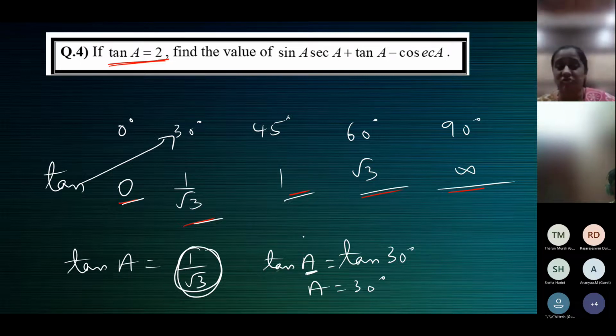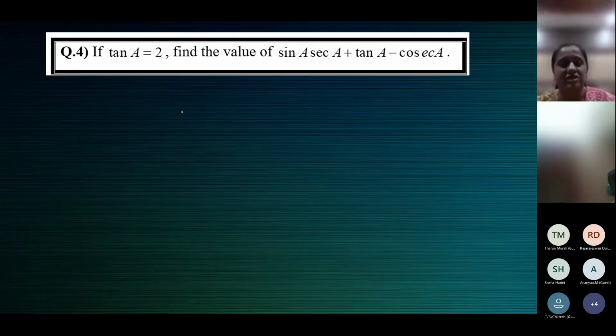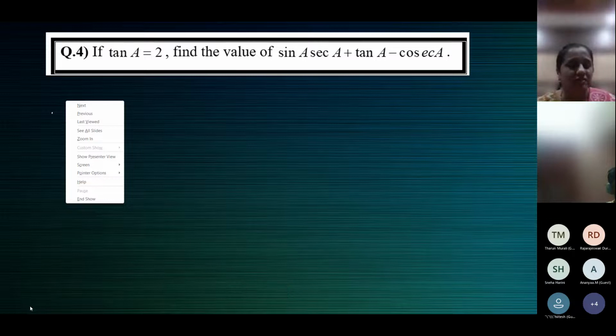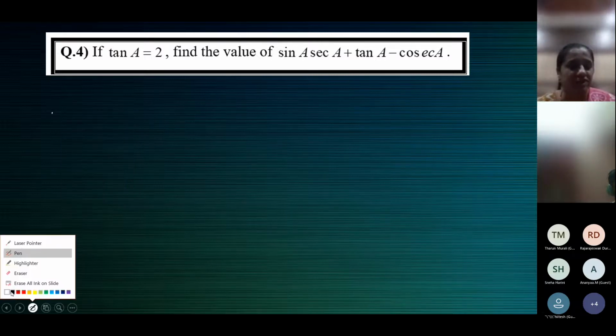On comparing both the sides, you cannot cancel tan and tan. On comparing both the sides, A is equal to 30 degrees. Now that you know A is 30 degrees, what should you evaluate? You don't have to use a right triangle in that case.